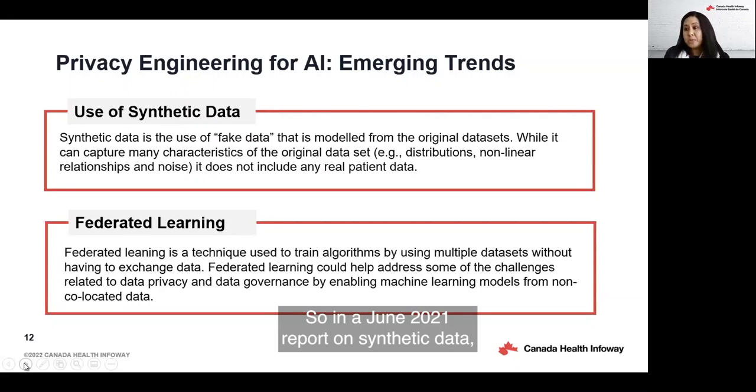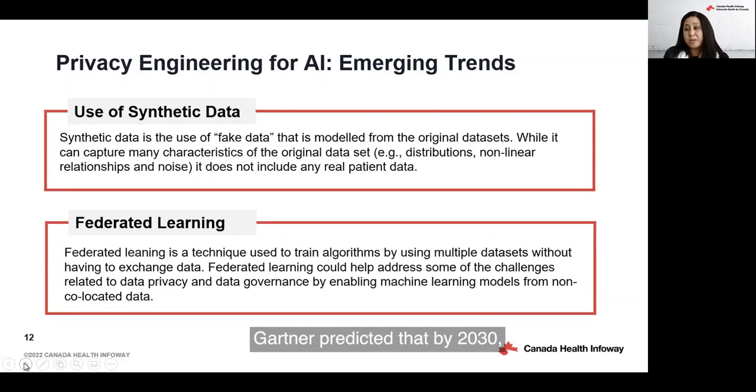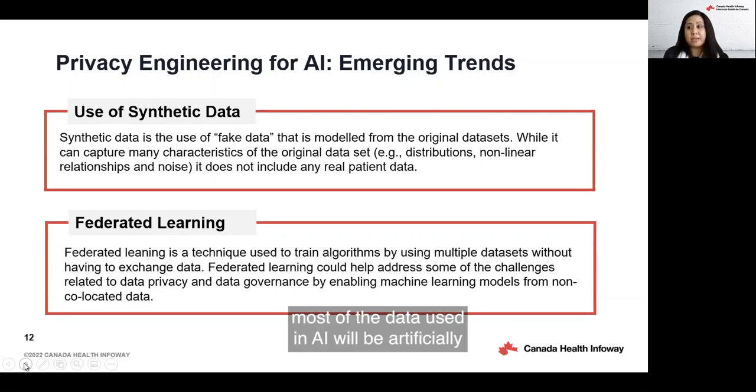So in a June 2021 report on synthetic data, Gartner predicted that by 2030, most of the data used in AI will be artificially generated by rules, statistical models, simulations, or other techniques.